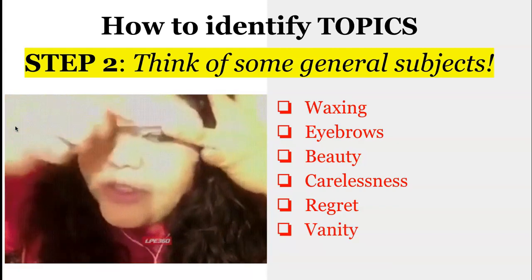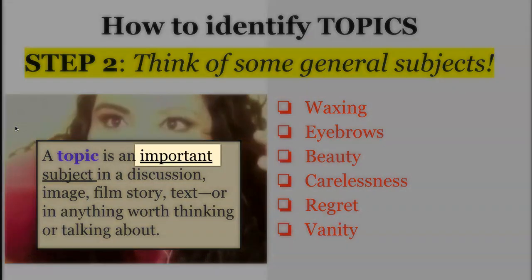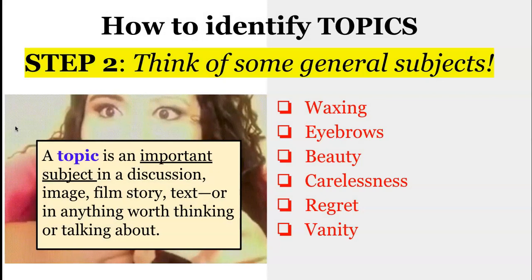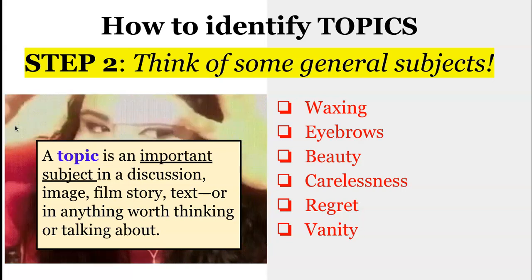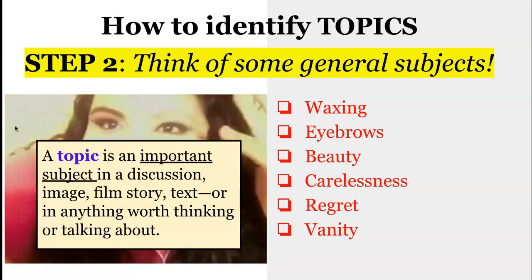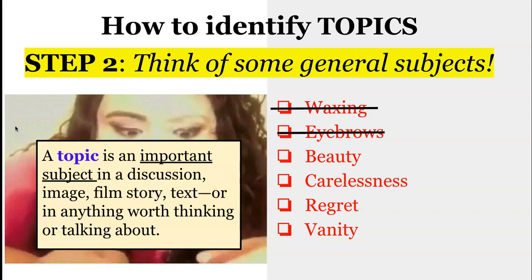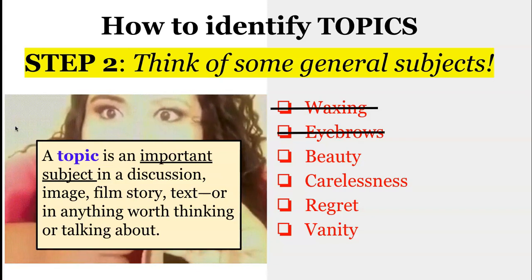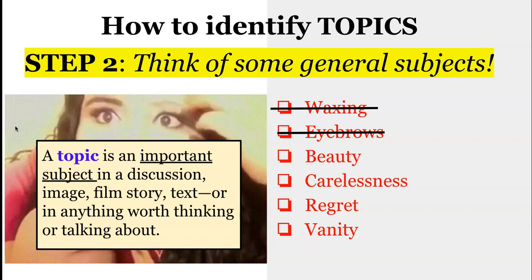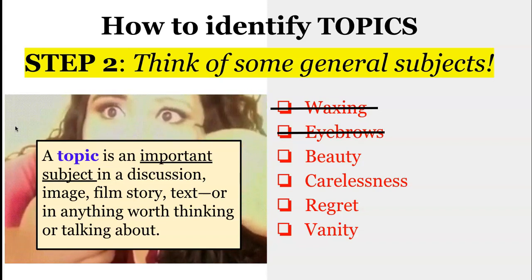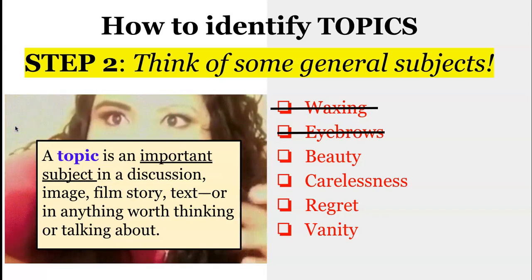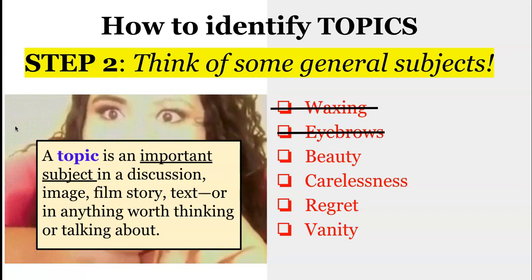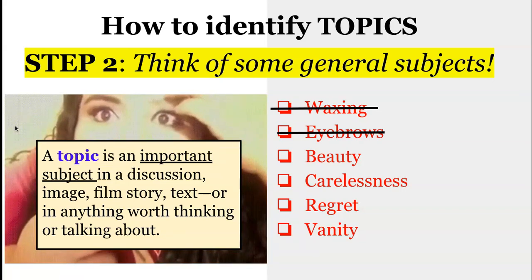Now, remember when we're talking about topics, a topic is an important subject in a discussion, image, or film. And really, there is waxing going on in this particular GIF, and there are eyebrows, but they are not important subjects. They are in the GIF, but we wouldn't say that there's something that the GIF is trying to talk about or discuss. Beauty, carelessness, regret, or vanity, these really are important subjects, so these are good topics.